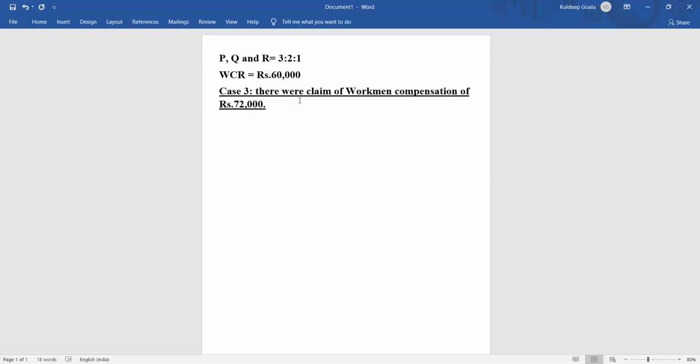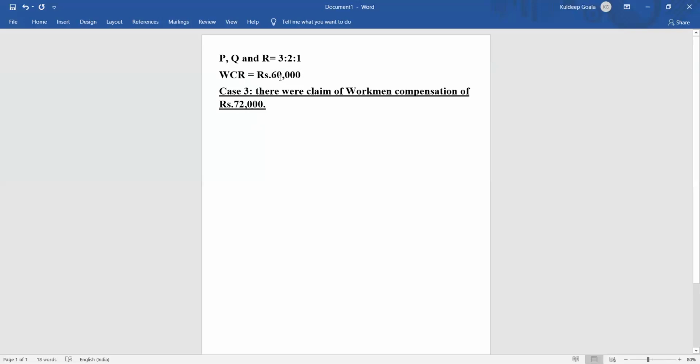Okay, so whenever there is a claim of more than the reserve amount, what was your amount of reserve? 60,000. You have kept 60,000 for the claim, but you can see that the claim has risen to how much? 72,000. So what is the extra? 12,000. So 12,000 extra is our loss. Okay, how to treat it, just see.